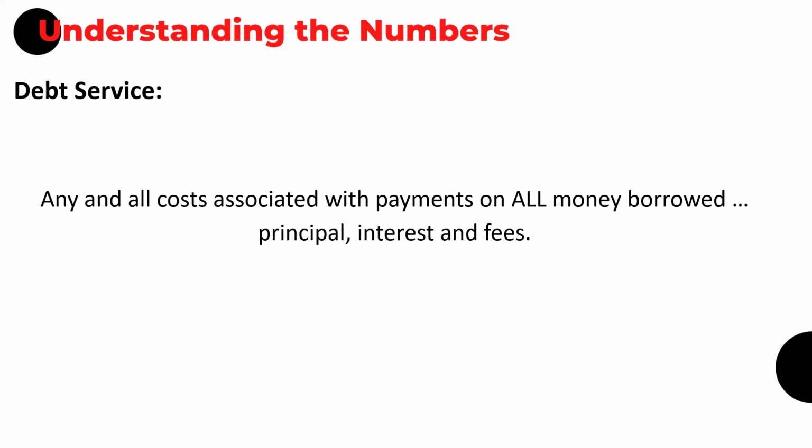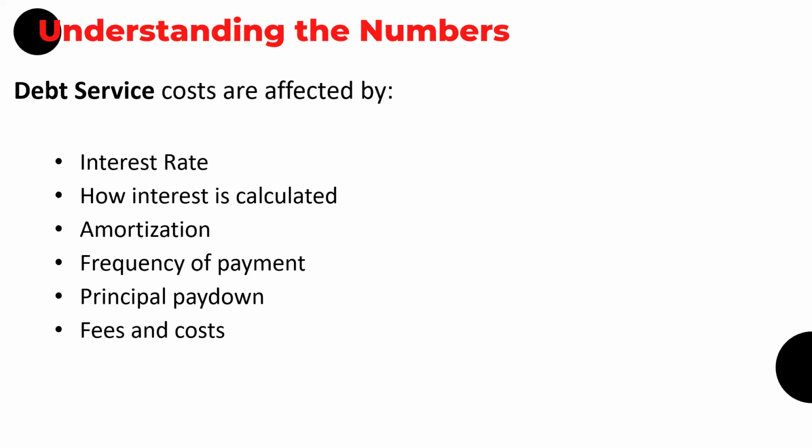Moving to debt service, it is any and all costs associated with the payments of all money borrowed: principal, interest, and fees. This includes if you have additional financing, if you have second mortgages, third mortgages, private loans, lines of credit, all of these have to be figured into your debt service costs. And understand that your debt service costs are going to be affected by your interest rate, how your interest is calculated, the amortization, the frequency of payment, the principal pay down, and your fees and costs.